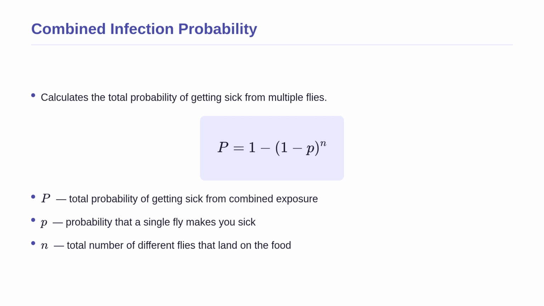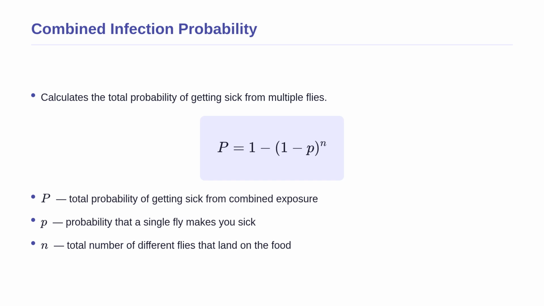The formula to calculate the total probability of getting sick from multiple flies is capital P equals 1 minus the quantity 1 minus lowercase p raised to the power of n. In this equation, capital P is the total probability of getting sick from the combined exposure. The lowercase p represents the probability that one single fly transmits enough pathogens to make you sick. Finally, n is the total number of different flies that manage to land on your food.